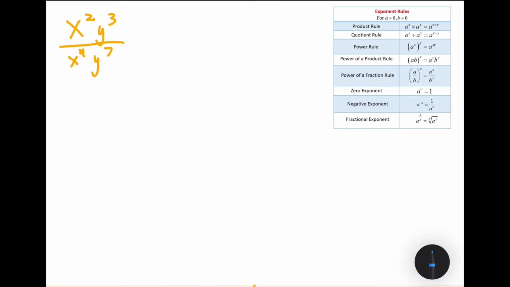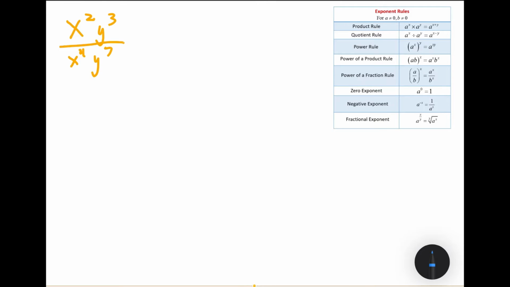In this video, we'll be simplifying the exponents of x squared times y to the third power divided by x to the fourth power times y to the seventh power. The first step in simplifying this equation is using our exponent rules. And the reason I knew to use this is because we have a whole bunch of exponents in this equation and we need to simplify it.